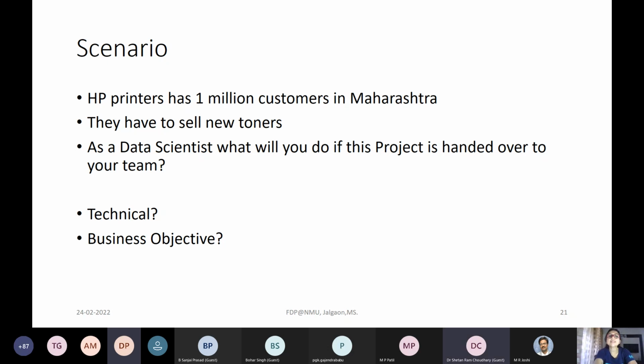Selling of new toners. Correct. So if you want to sell new toners, what else do you need to do? What's the current demand? Whether they are using original or duplicate. Okay, but now you want to sell. How will you come to know? You cannot approach these 1 million customers directly and ask if they're using original or duplicate, right? Usually HP outsources this work to data science firms. Now these firms cannot go and ask them.